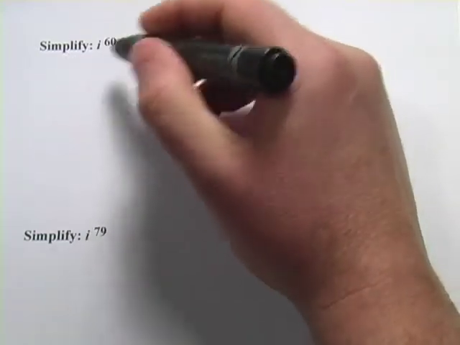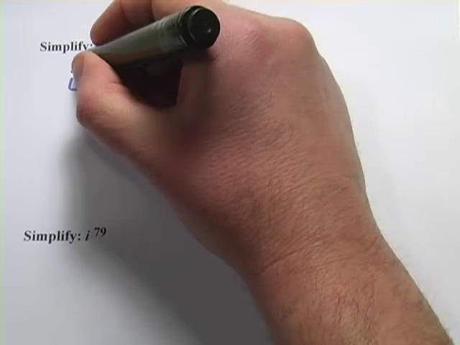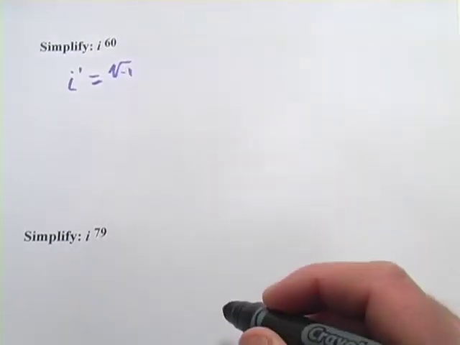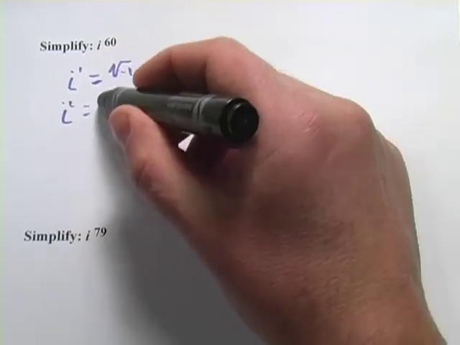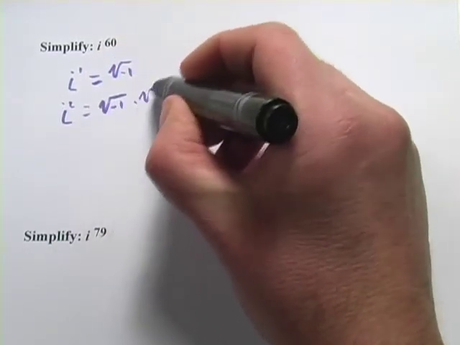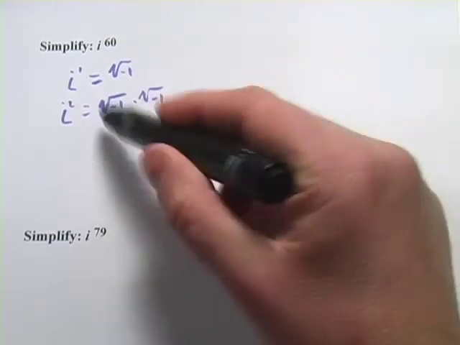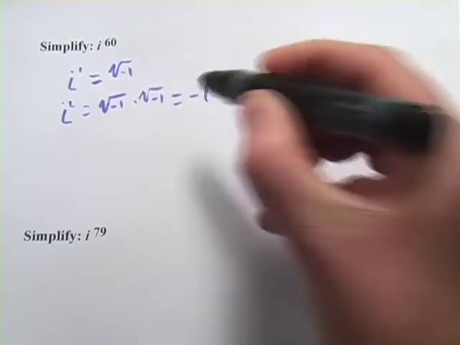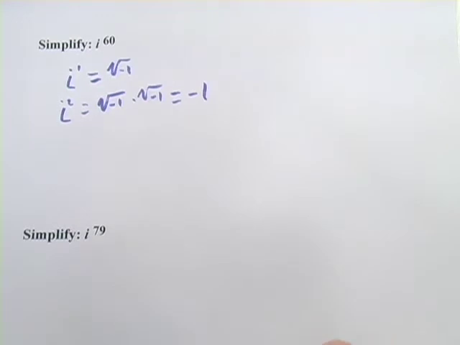Let's just do the first several powers of i. i to the first power is the square root of -1. i to the second power would be the square root of -1 times the square root of -1. And something times itself is squared, the square root of something squared, that's just going to evaluate to -1. So i squared is -1. That's going to be a very handy thing to know.